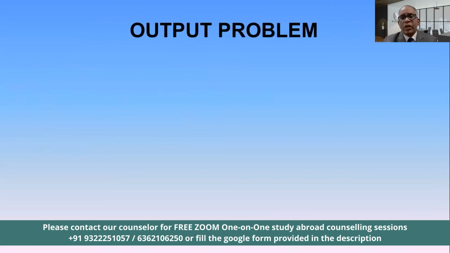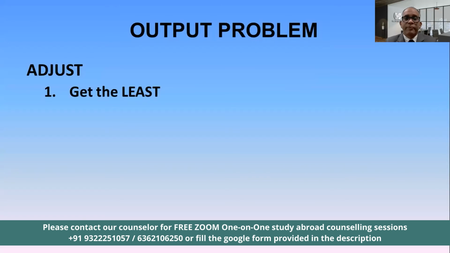Now the problem: some people say that I use the right input, I do everything right, but I don't get the right output. So what's the problem? The problem is we adjust. We ask for the least. We are afraid, we say, okay, give me a little. We use 1% of our brain. Imagine, 1% is used by the best people, and we don't even use 1%.